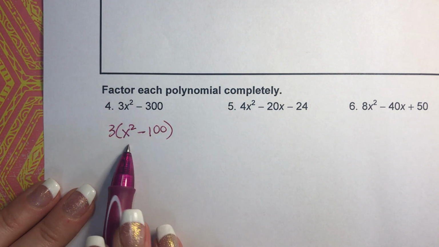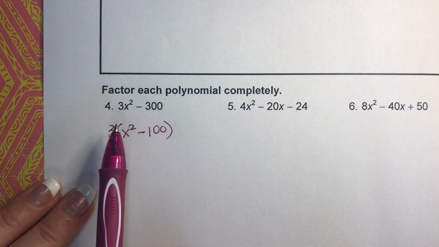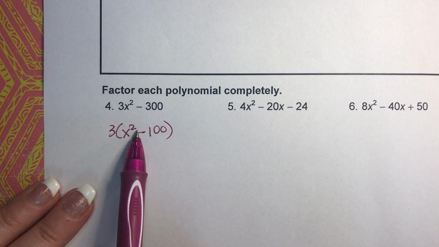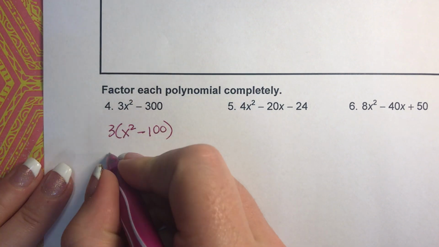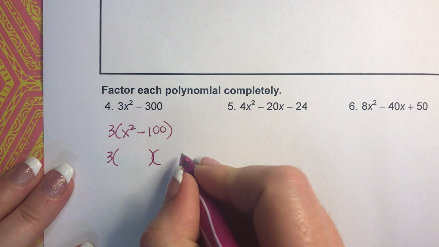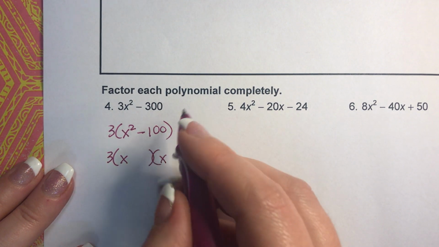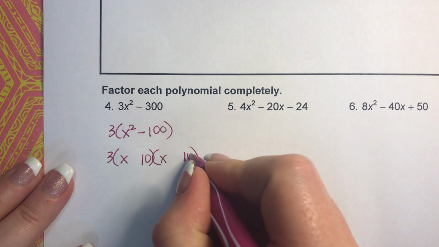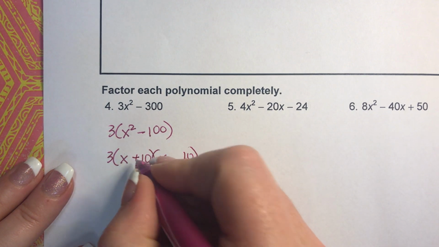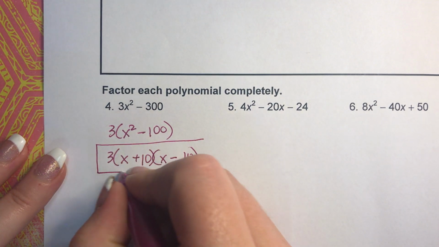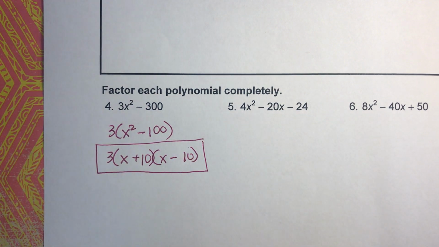Now we have a binomial, so we're checking for difference of squares, right? Squared number, yes. Squared number, yes. Difference, yes. It's a difference of squares. So we're going to get our little voot-voots. This is x, this is x. 100 is the same thing as 10 squared, so we go 10 and 10. One has to be positive, one has to be negative, and there is your answer. If you got that right, great job.